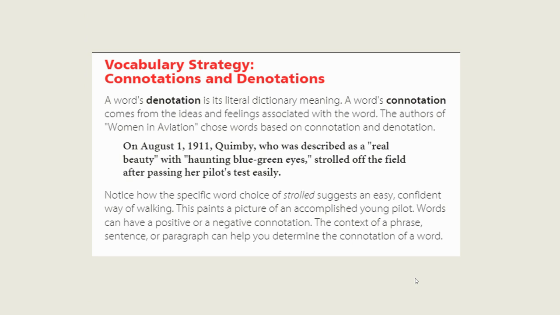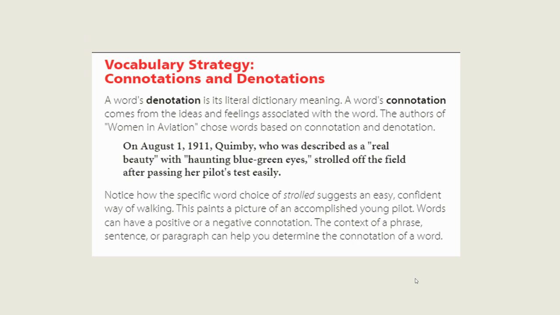And we're going to talk about connotation and denotation. A word's denotation is its literal dictionary meaning, and a word's connotation comes from the ideas and feelings associated with the word. So the authors of Women in Aviation chose words based on connotation and denotation. Example: on August 1st, 1911, Quimby, who was described as a real beauty with haunting blue-green eyes, strolled off the field after passing her pilot's test easily. Notice how the specific word choice of strolled suggests an easy, confident way of walking. This paints a picture of an accomplished young pilot.